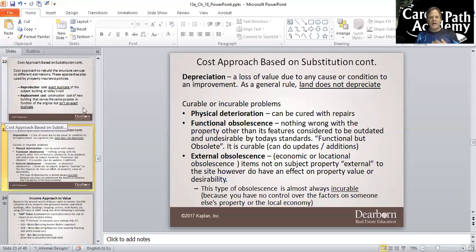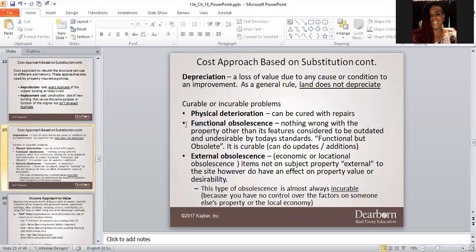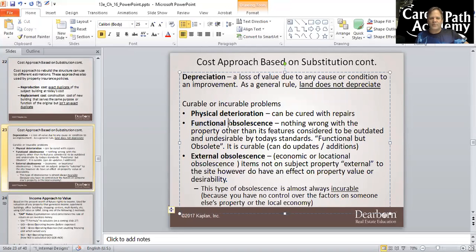All right. We have our depreciation now. Depreciation is a loss of value due to any cause or condition. Just doing a little recap here because I wasn't recording. Functional obsolescence means that there's nothing wrong with the property, but it's outdated by today's standards. An example I gave before was a 5-bedroom, 1-bathroom house. It's fully functional, but by today's standard, you want more than 1 bathroom. So it's outdated. That 1 bathroom could be super modern, super updated, but there's only 1 bathroom. So therefore it's outdated by today's standards.